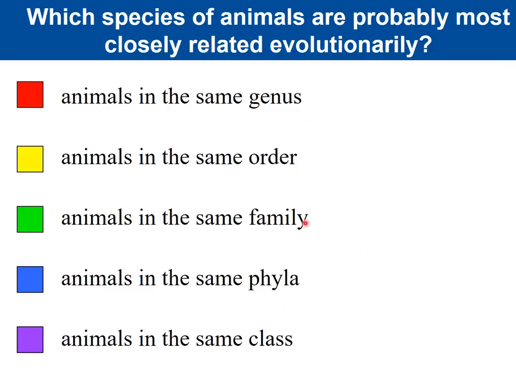If species was a choice on this list, then you would have chosen species. But out of these choices, the most closely related would be the genus.